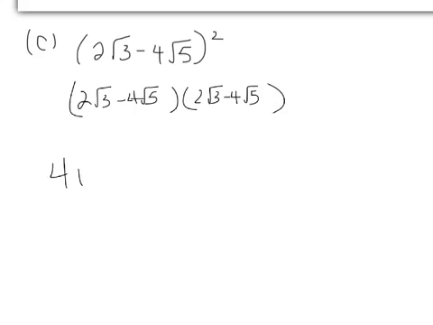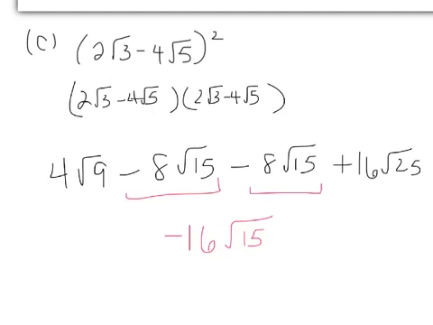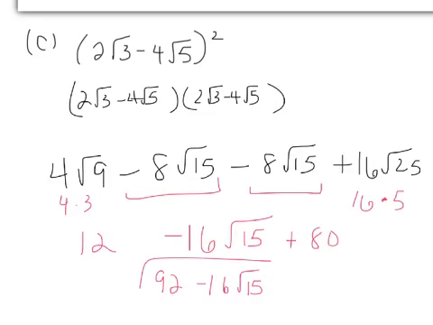First is going to give me 4 root 9. Outer is going to give me minus 8 root 15. Inner is going to give me minus 8 root 15. And last is going to give us plus 16 root 25. The middle terms are like terms. They can be added together. They're not canceled because they're both negative there, okay? Giving us negative 16 root 15. The first term is really 4 times 3, which is just 12. The last term is 16 times 5, which is 80. So in the end, we get 92 minus 16 root 15.